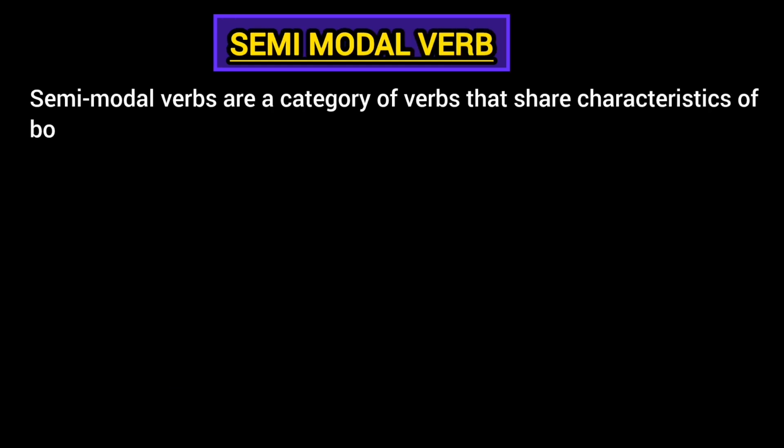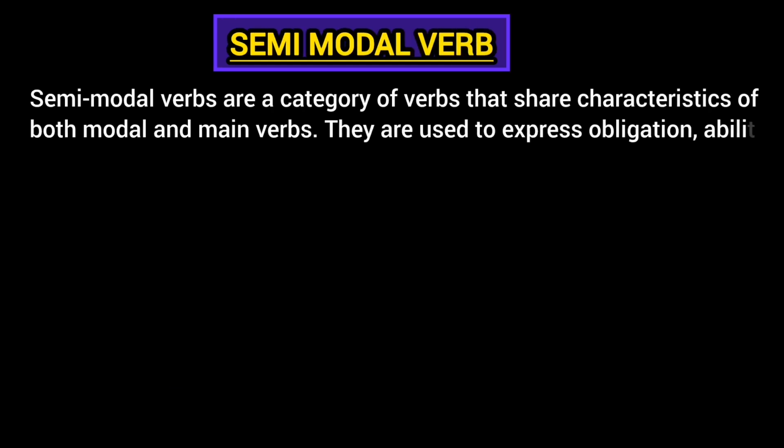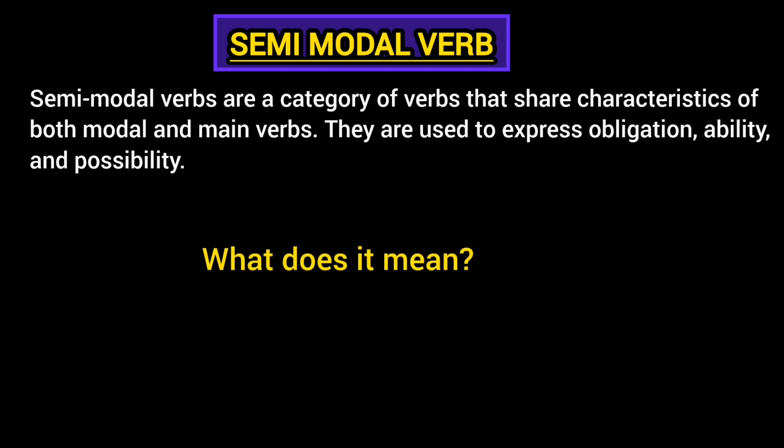Semi-modal verbs are a category of verbs that share characteristics of both modal and main verbs. They are used to express obligation, ability, and possibility. What does it mean? Simply, it means that a semi-modal verb is nothing but an auxiliary verb which is used with a main verb.